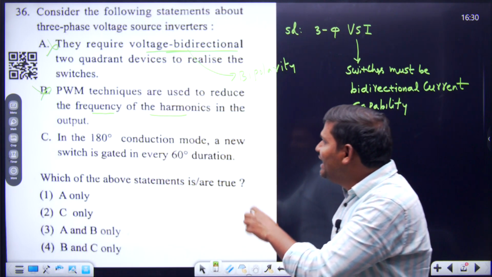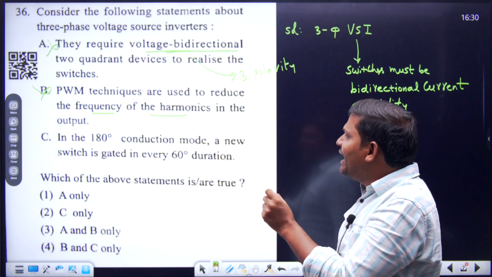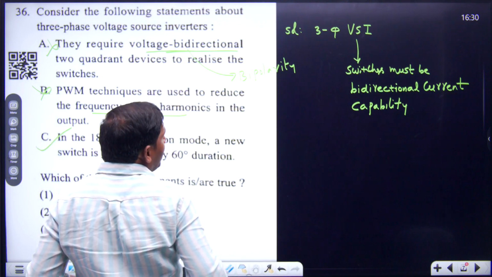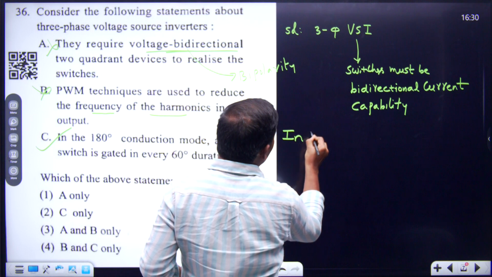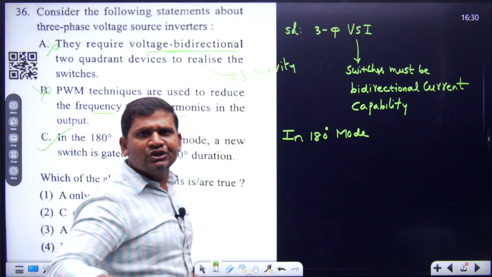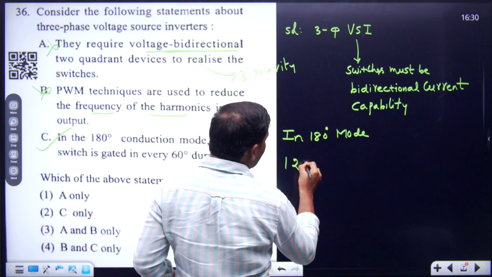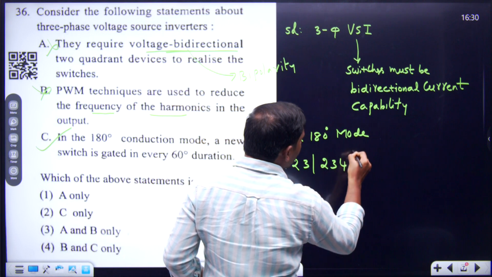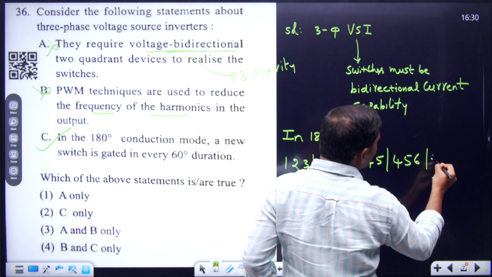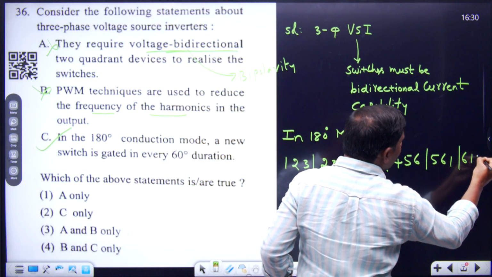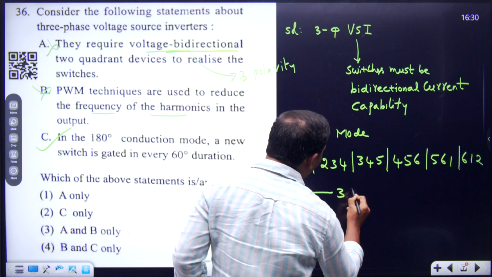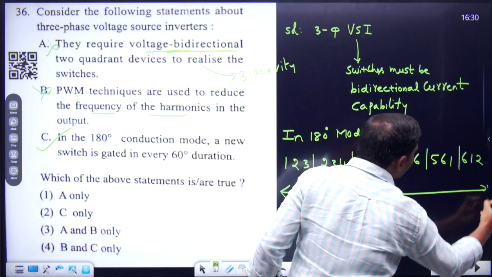Next, in 180-degree conduction mode, a new switch is gated in every 60 degrees. Yes, it is the correct statement, students. We know that in 180-degree mode, what is the sequence of conduction of devices? Concentrate, students: 1, 2, 3; 2, 3, 4; 3, 4, 5; 4, 5, 6; 5, 6, 1; 6, 1, 2; again 1, 2, 3. This is the sequence of conduction of devices in one cycle.